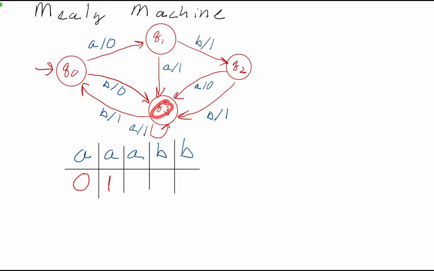Now if we're in this state and we read an A, we go to this state, back to this state, and produce a 1 for output. If we're in this state right here and we read a B, we go back to that state and produce a 1 for our output. And if we're in this state and we read a B, we go to this state and produce a 0 for output.